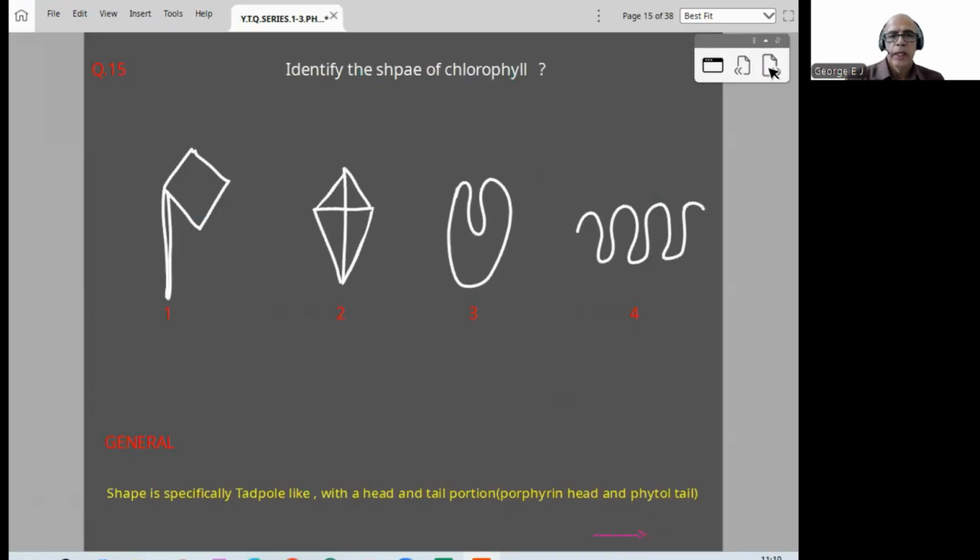Identify the shape of chlorophyll. It is the first one. Chlorophyll is supposed to have a tadpole-like shape, having a head and a tail. The head is made up of a porphyrin head and the tail is a long phytol tail attached to the thylakoid membrane. So option A, which is 1, for question number 15. I think the idea is clear. Now we can proceed to question number 16.